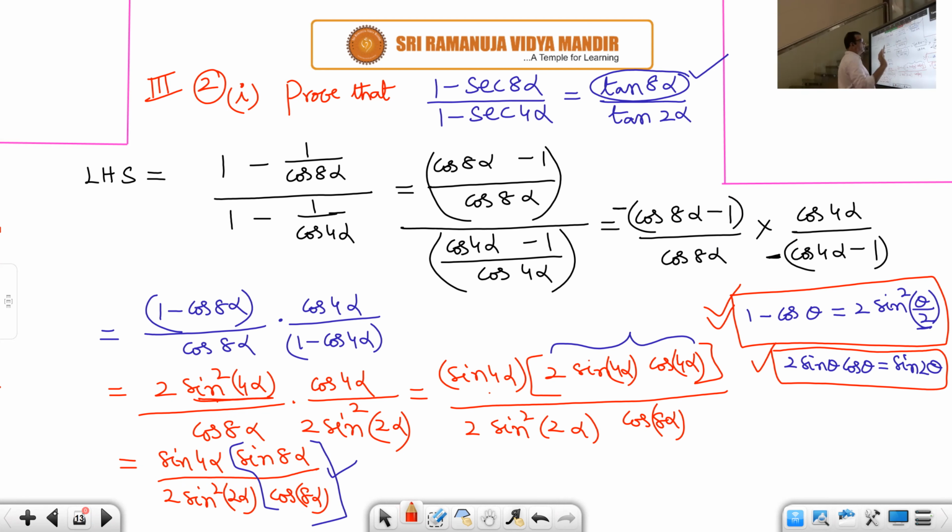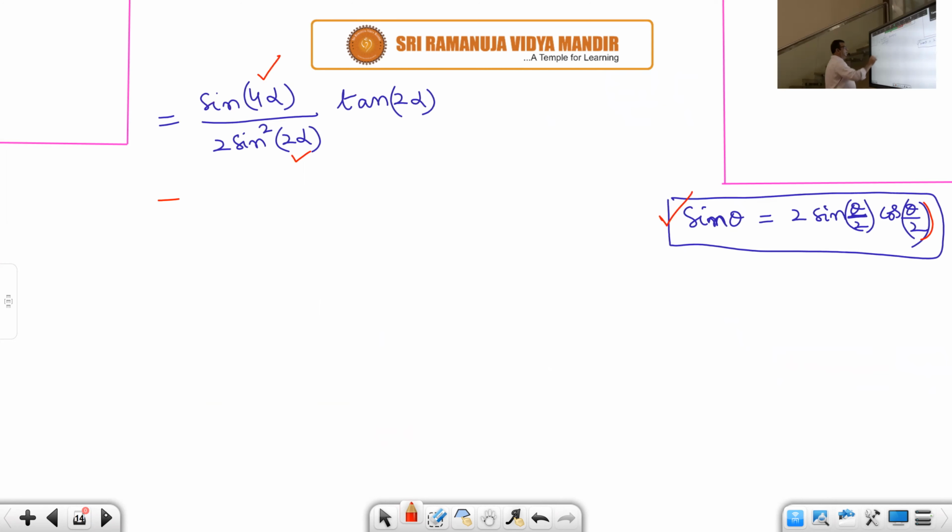Tan 8 alpha we already got. So we have to get something in terms of 2 alpha, not 4 alpha. Tan 2 alpha we have to get. That is why this 4 alpha in the numerator must be split up into 2 alpha, not this 2 alpha in the denominator changed into 4 alpha. Okay. Come on. Sin 4 alpha according to this formula.